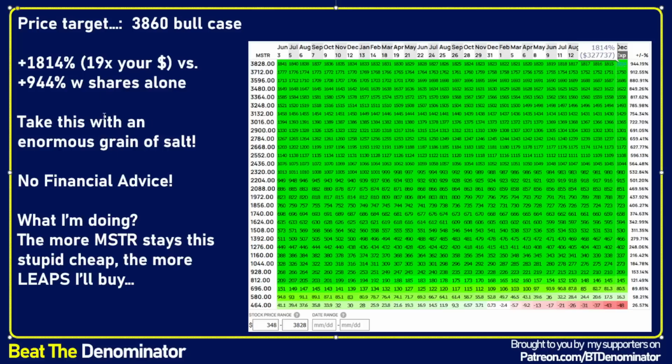Of course, take all models with an enormous grain of salt. All models are wrong, some are useful, as the famous quote says. This is not financial advice, of course. What am I doing? Well, if MSTR is going to keep staying this stupid cheap, I'm going to shift from buying the shares to buying some LEAPS. And so we'll see if it stays this stupid cheap.